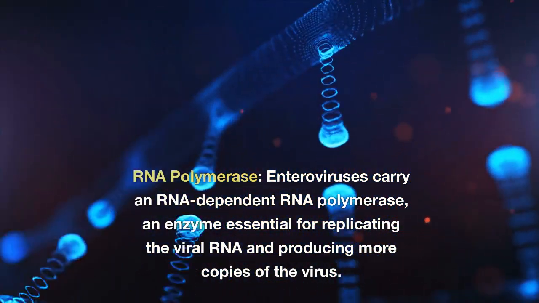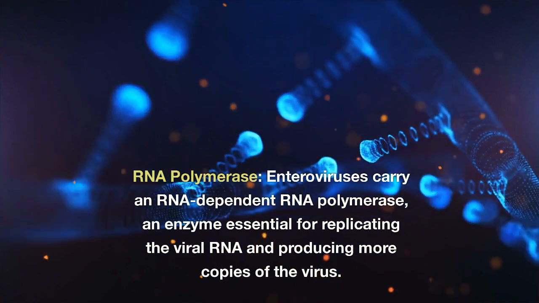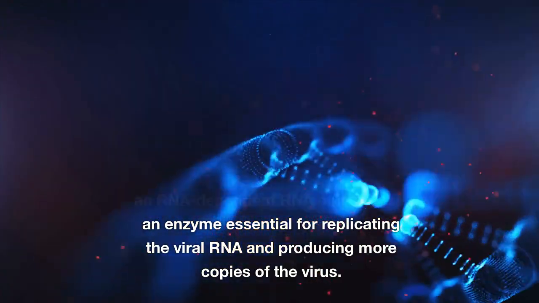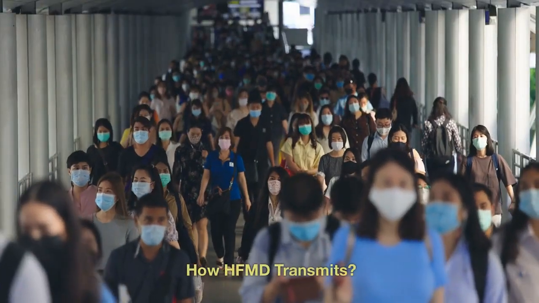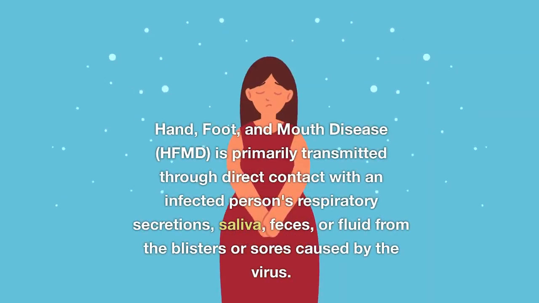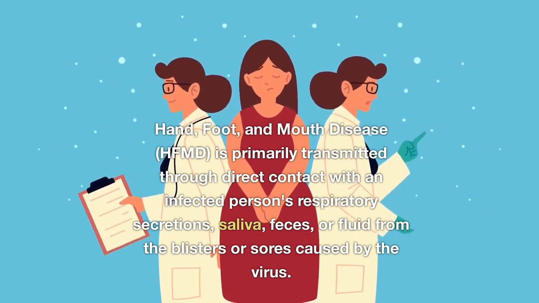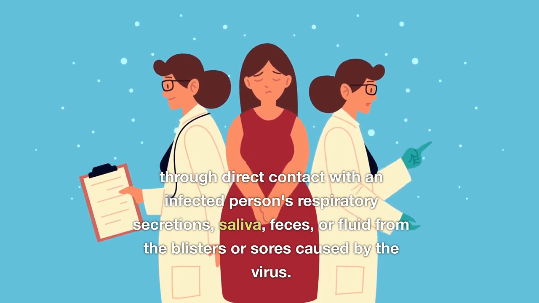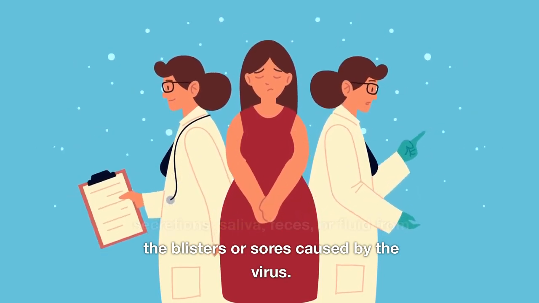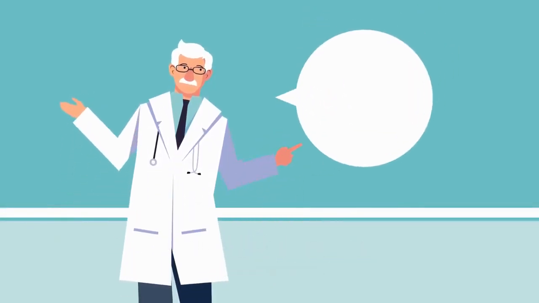RNA polymerase. Enteroviruses carry an RNA-dependent RNA polymerase, an enzyme essential for replicating the viral RNA and producing more copies of the virus. How HFMD transmits. Hand, foot, and mouth disease, HFMD, is primarily transmitted through direct contact with an infected person's respiratory secretions, saliva, feces, or fluid from the blisters or sores caused by the virus. Here are the main modes of transmission.